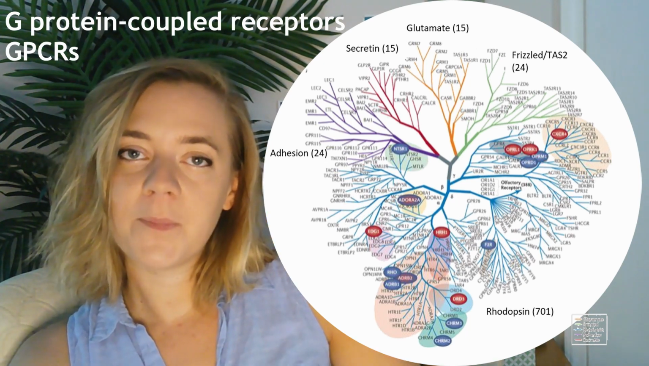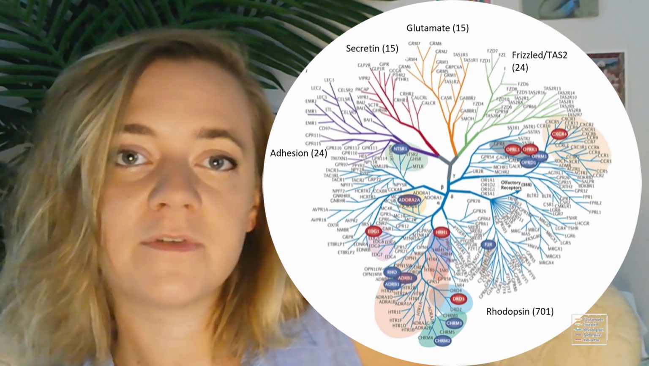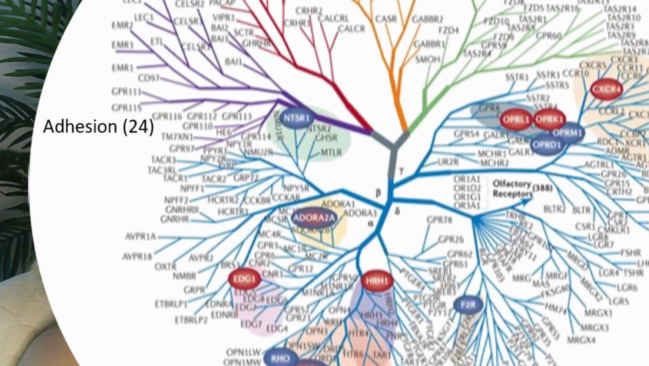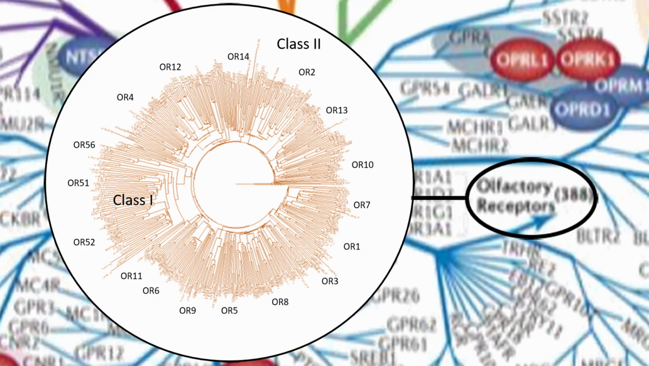Olfactory receptors are part of the G protein-coupled receptor family. This family is composed of many types of receptors, going from the chemokine receptors to the adenosine receptors, and includes the olfactory receptors, which are a very diverse and numerous subfamily of the GPCRs. In fact, olfactory receptors represent more than 50% of the rhodopsin-like subfamily of GPCRs.